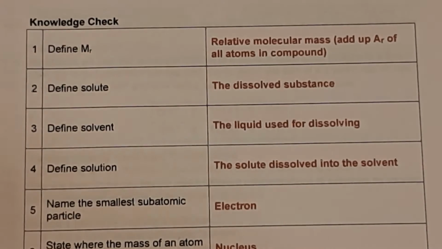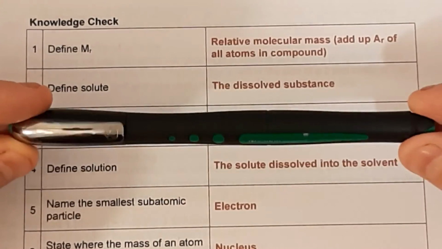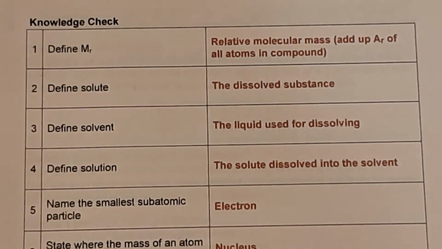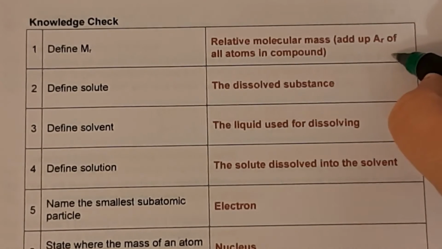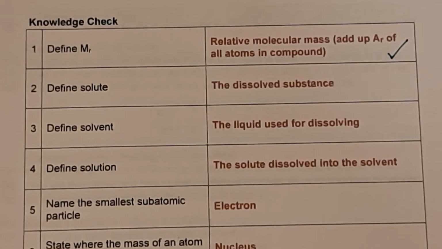Okay, so let's review our answers. Question 1, define Mr. Well, it's the relative molecular mass of the compound, or you can add up the Ar, the atomic mass, of all the atoms in the compound. Now make sure you're using a pen of a different colour to mark your work and add in any changes or corrections you need to make. Or tick if you get it correct.